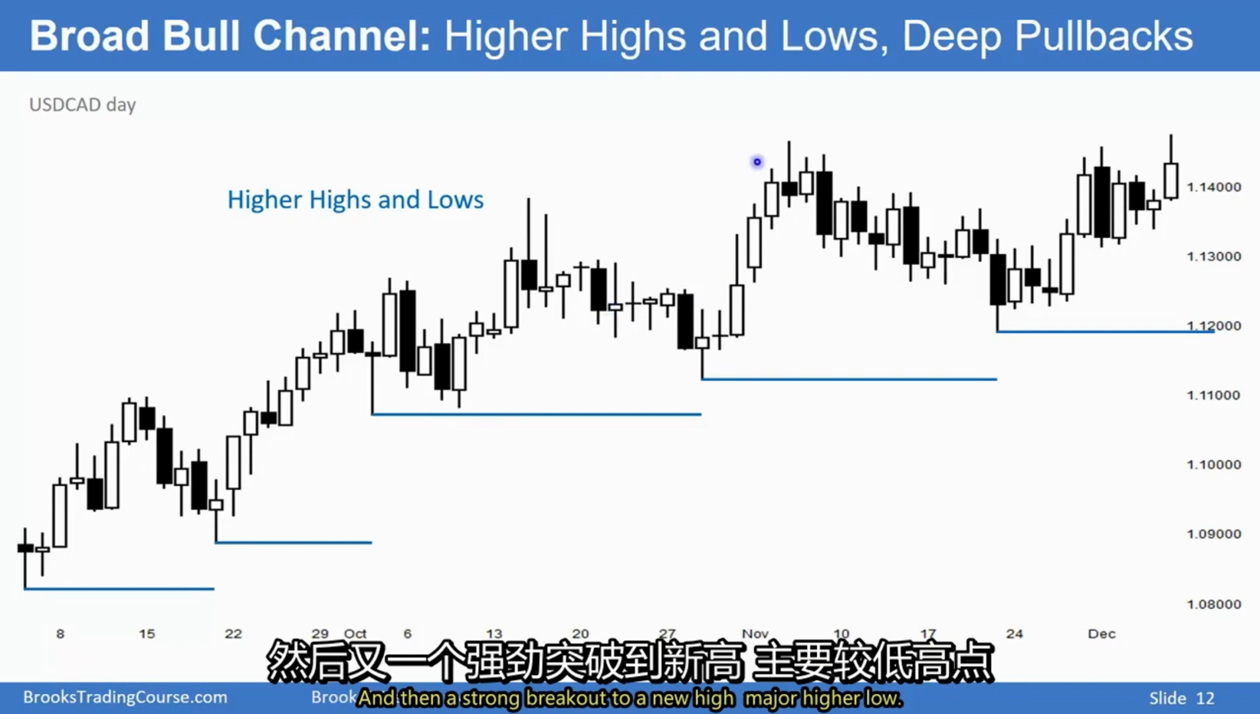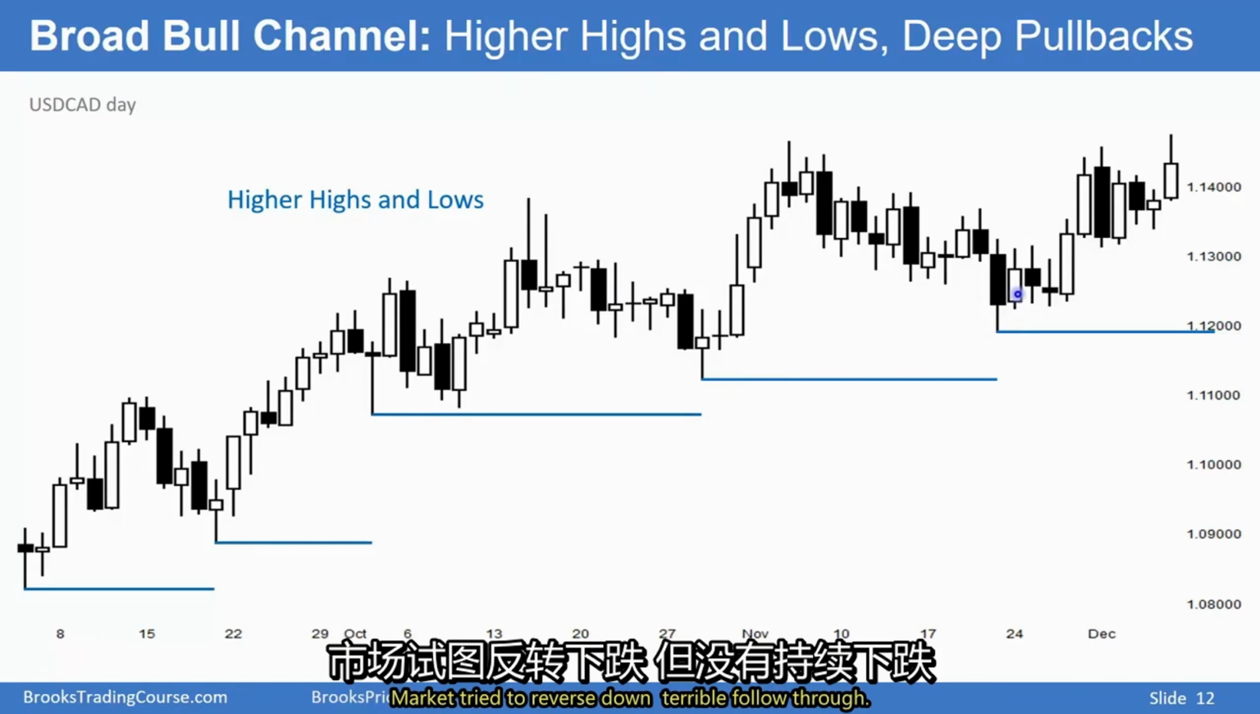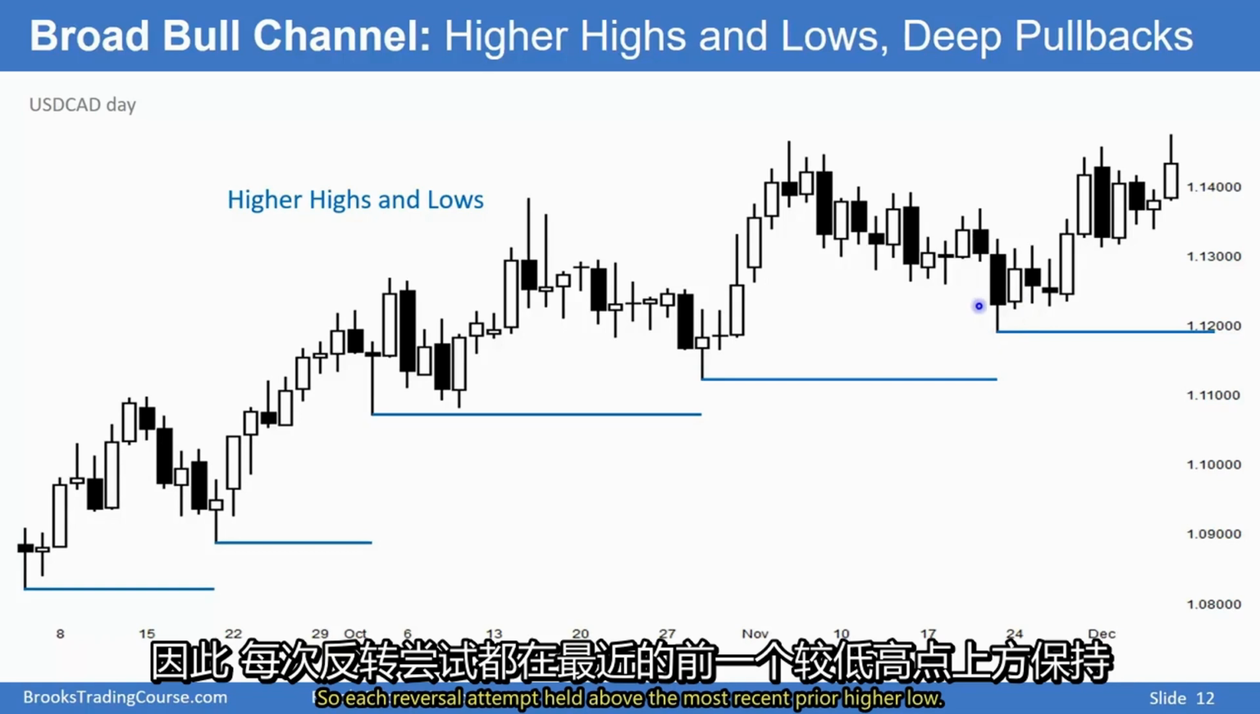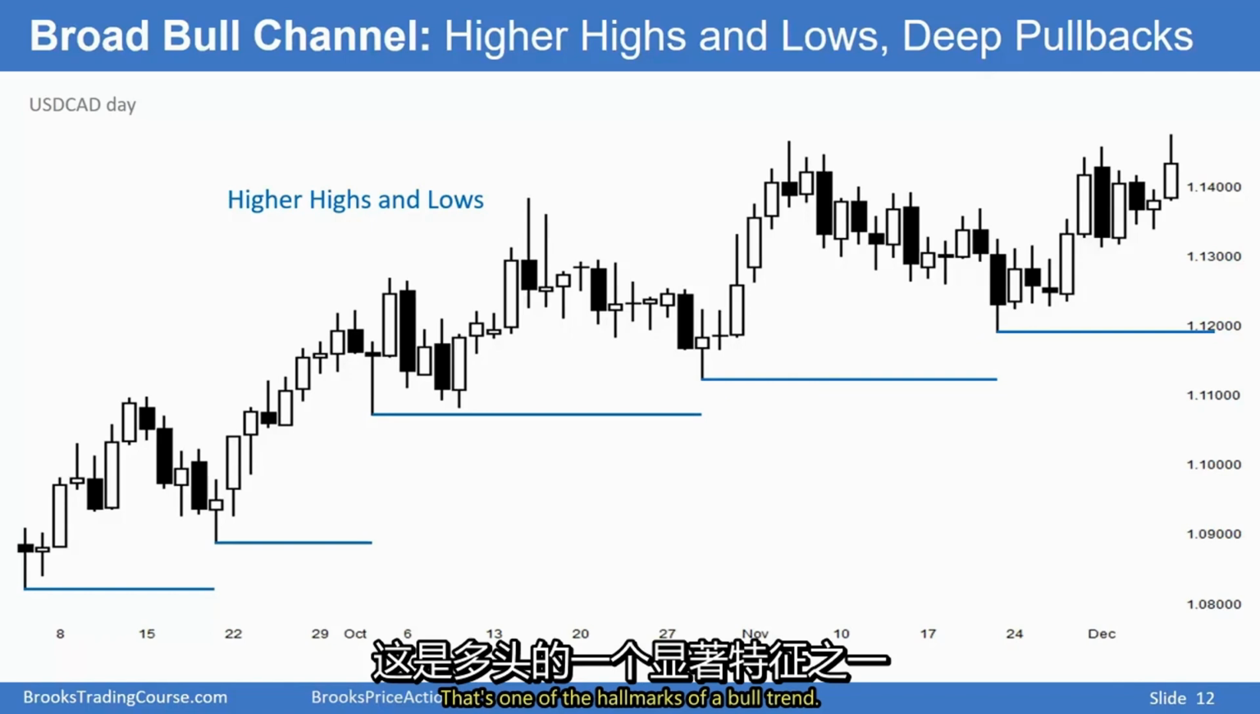And then a strong breakout to a new high, major higher low. Market tried to reverse down, terrible follow through. It became a bear trap, and the bull trend resumed. So each reversal attempt held above the most recent prior higher low. That's one of the hallmarks of a bull trend.